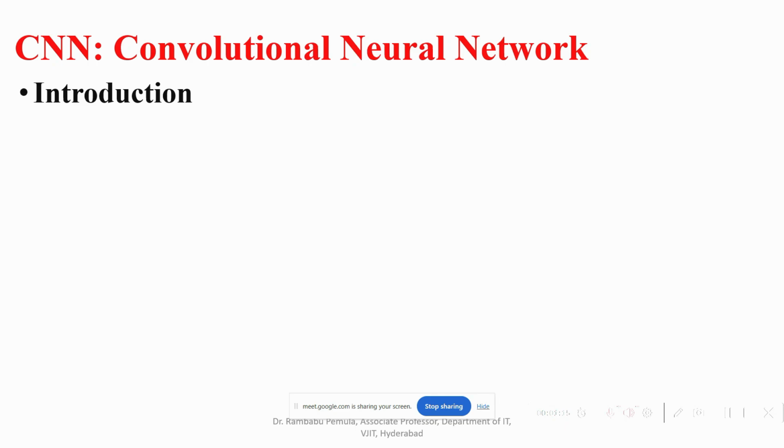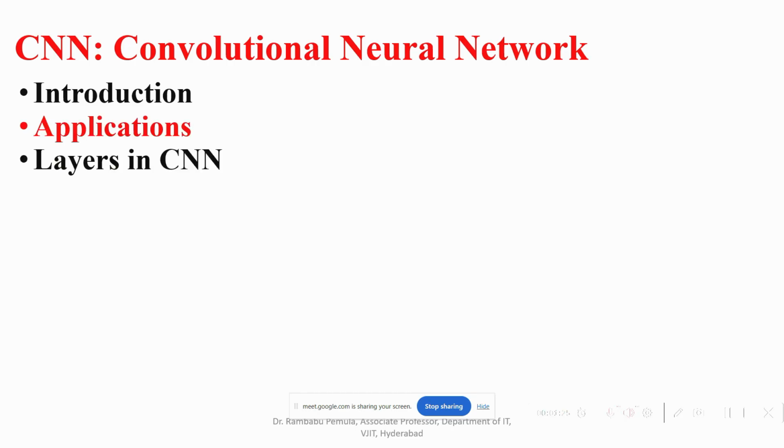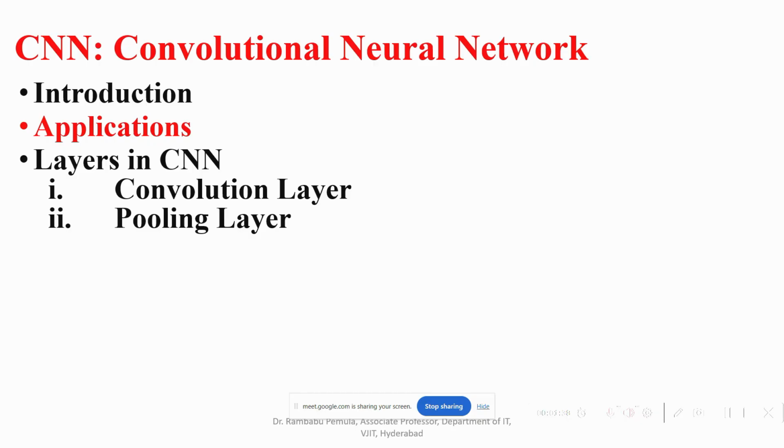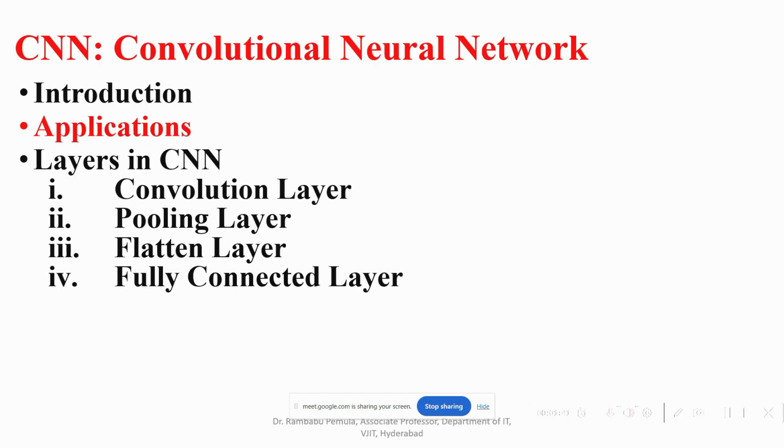Today we are going to discuss the meaning of convolutional neural networks, what the different applications of CNN models are, and what the different layers in CNN are. These are the basic layers in CNN: the convolutional layer, pooling layer, flattening layer, fully connected layer, and output layer. There are five layers in a CNN. They are very important to solve any application with the help of CNN.